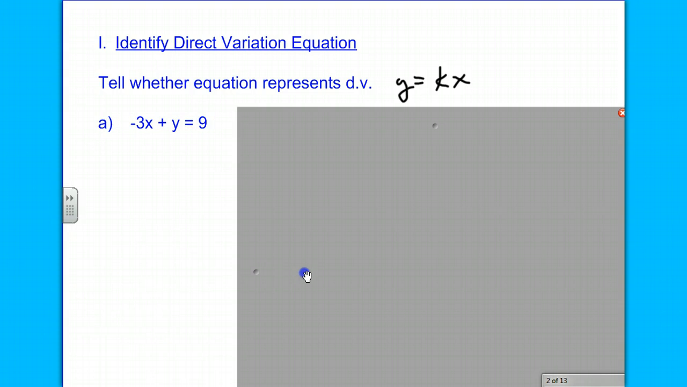Okay, so let's look at this equation. This equation is negative 3x plus y equals 9. So right now, is this equation in slope-intercept form? Good morning, Mrs. Pamela. The first thing we might want to do is put this in slope-intercept form, right? So solve for y. Okay.